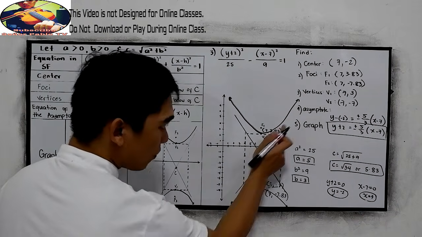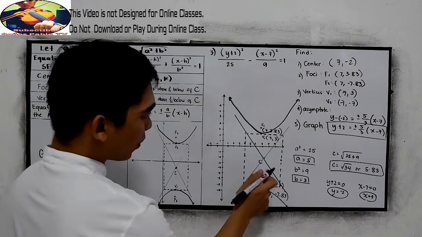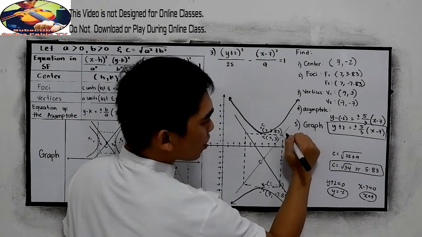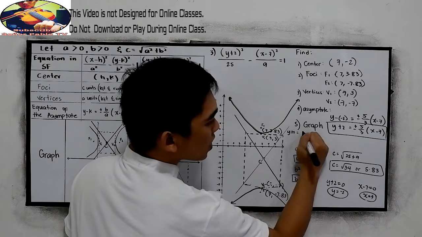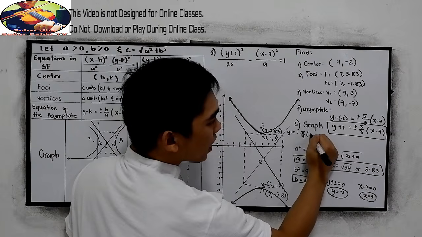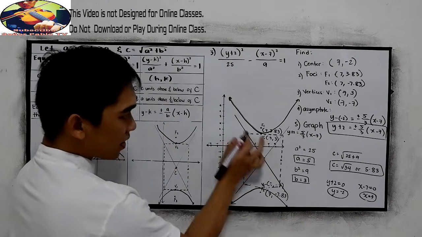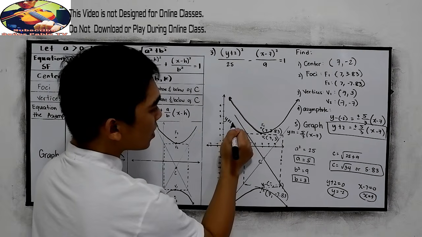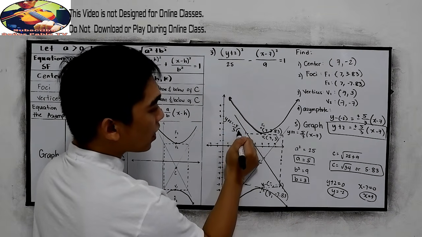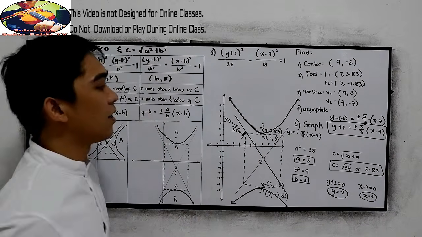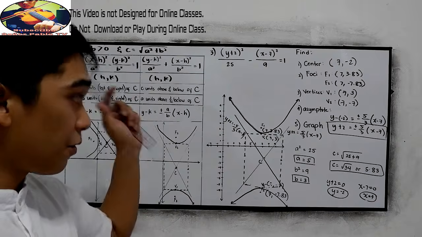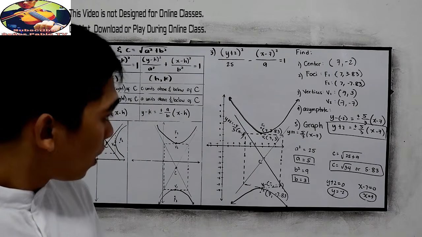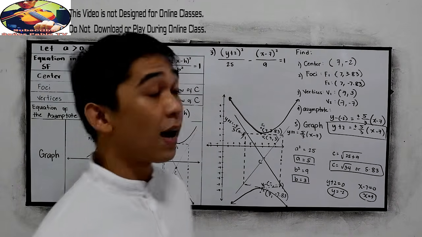So if your teacher asks you to find the equation, we have the slope of this is positive. So we have y plus 2 is equal to 5 over 3, x minus 7. And in this case, the slope is negative. So the equation is y plus 2 is equal to negative 5 over 3, x minus 7. That will be our answers. And of course, the graph. That's it. That's the hyperbola.